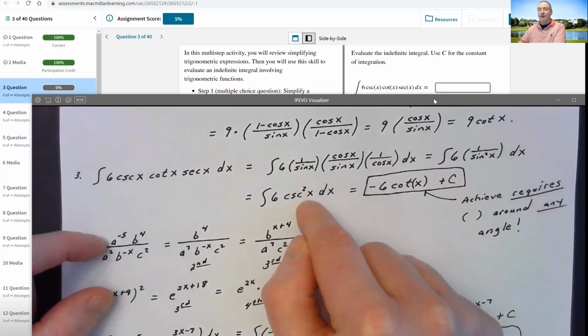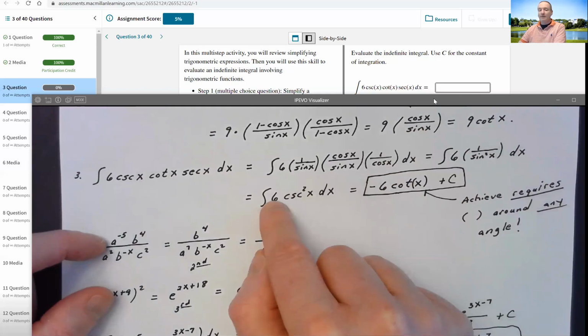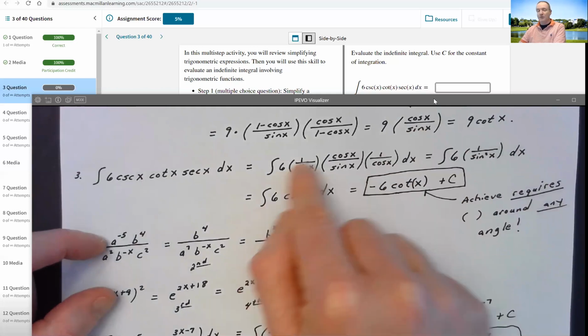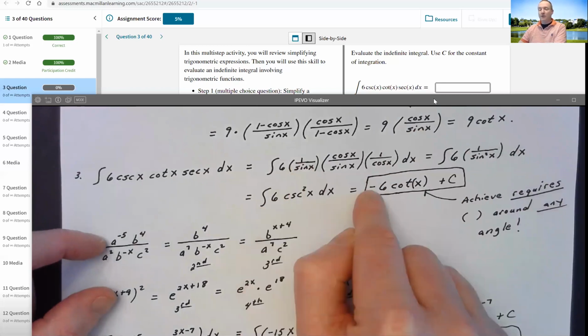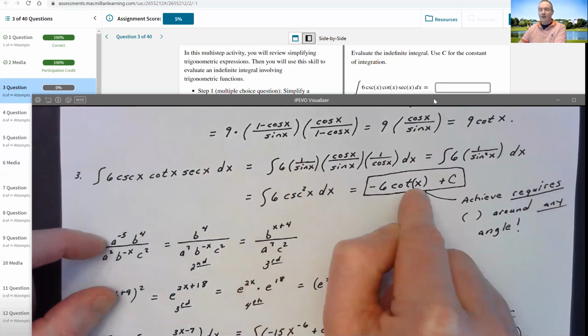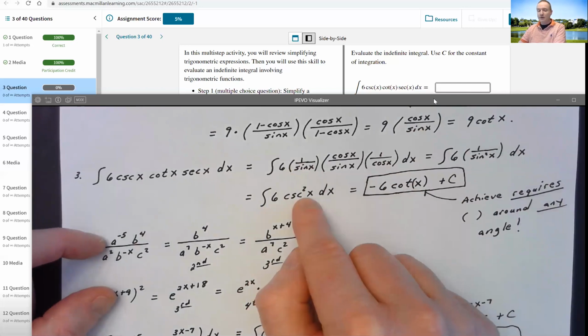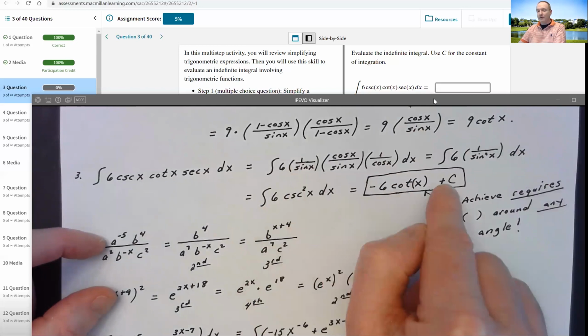And then I can carry over, well, what happens to that 6? Well, it just gets carried through. And I can say, well, then the derivative of negative 6 cotangent of x would equal positive 6 cosecant squared x. So this would be my integral. I always have to put the plus the constant of integration.